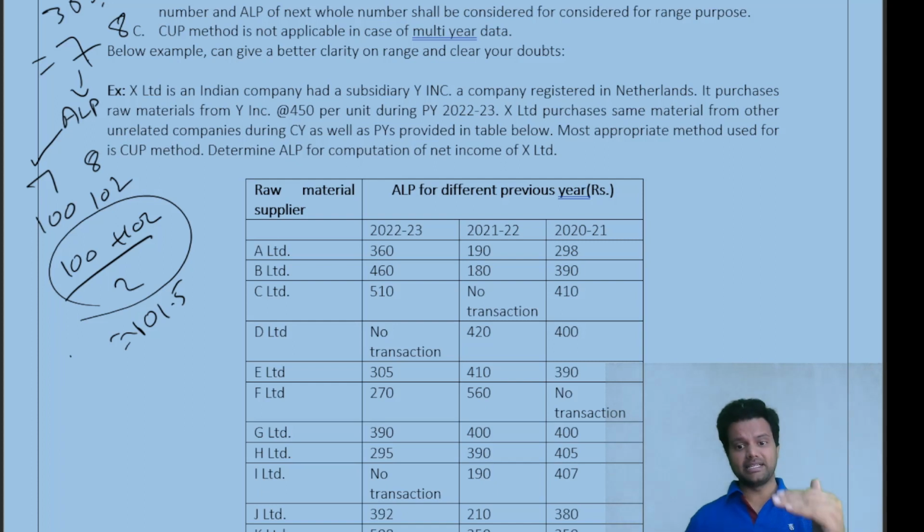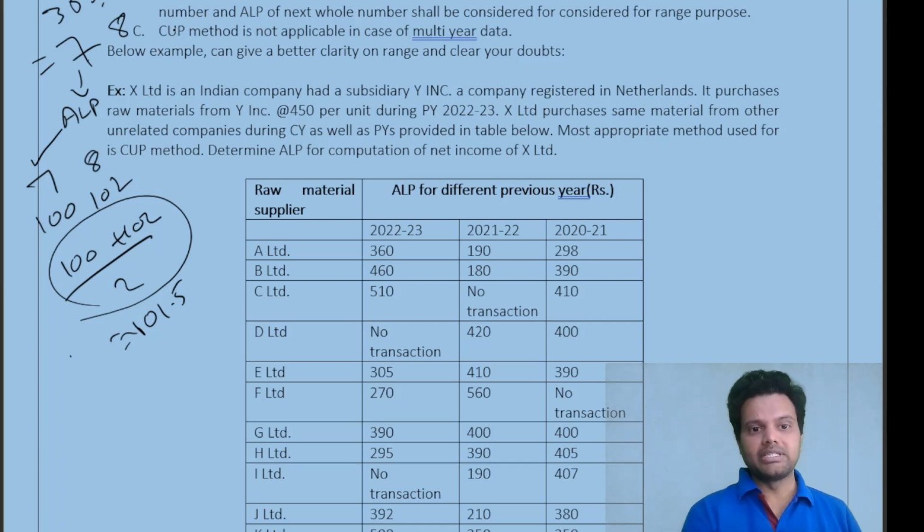Before going to the example that I described below, I want to convey one more thing. The concept of range is not applicable in the case of multi-year data in the case of the CUP method. For example, if an entity is using the comparable uncontrolled price method, that is the CUP method, to find the arm's length price, and in the question you get a multi-year data set like 2020-21, 21-22, 22-23, and they are following the CUP method, then while finding the ALP using the range concept, you should ignore the previous years' data. If you see point number C, the CUP method is not applicable in the case of multi-year data.